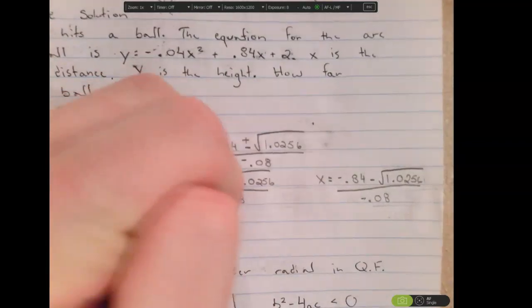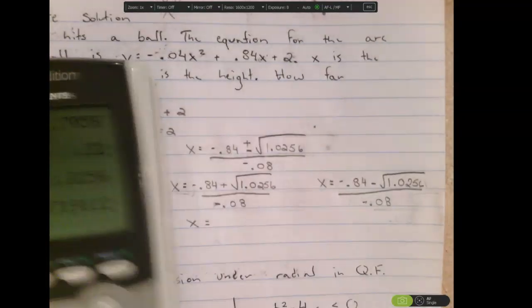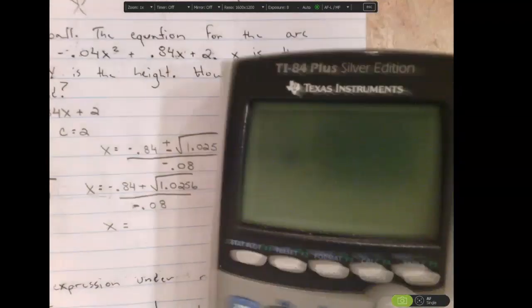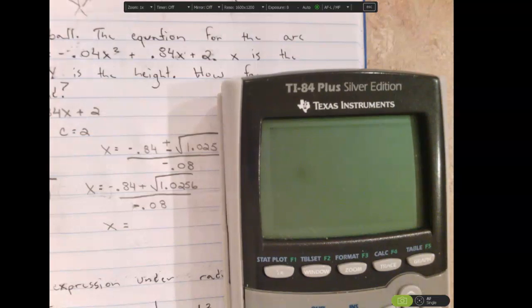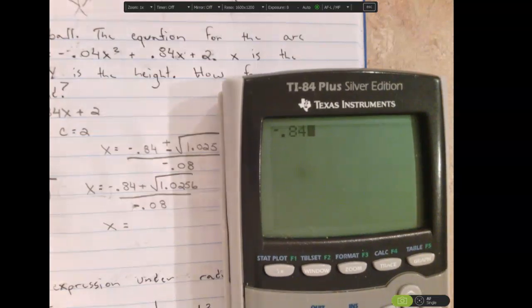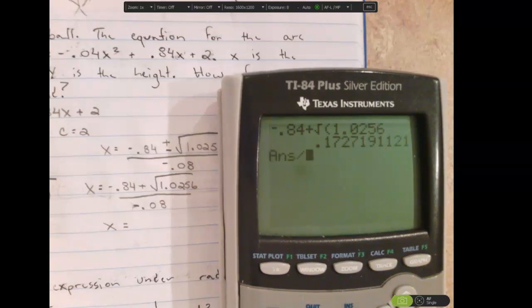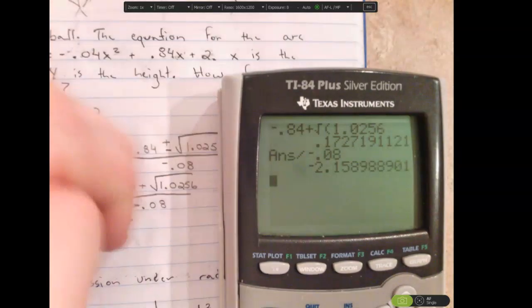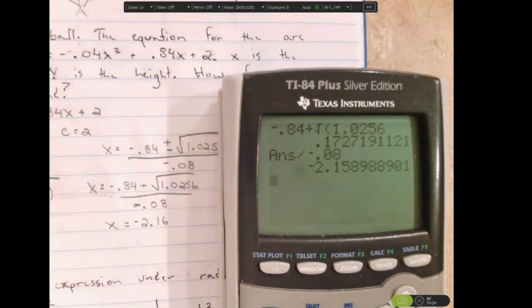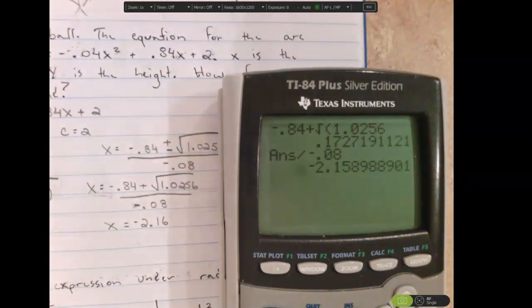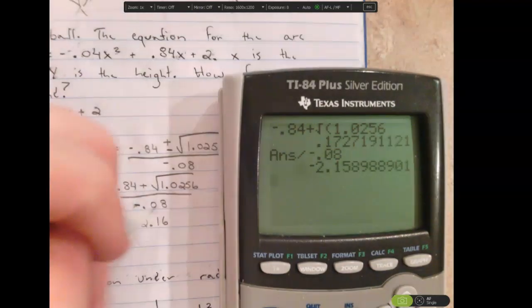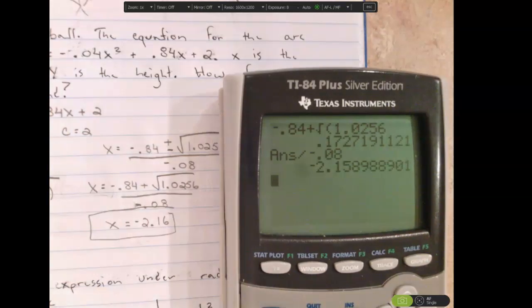Now I need to simplify those out. So on the left, x is going to be equal to, we can go through and type all this in. Here, let's move it to one side of our page. So again, if I type this in, negative 0.84 plus the square root of 1.0256, I take that answer, divided by negative 0.08, I get negative 2.16, we'll round again at the hundredths. So x is equal to negative 2.16.